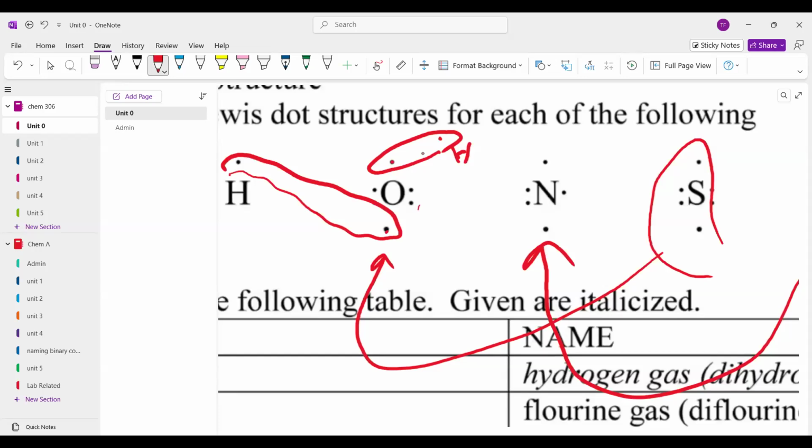It depends on how many singletons there are. Look at nitrogen. How many singletons are on nitrogen? 3. So 3 bonds for nitrogen. I see. Because the singletons are very unstable.